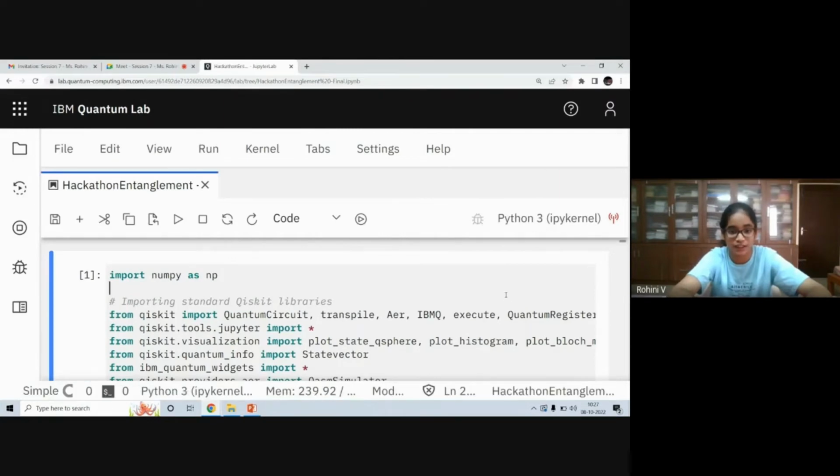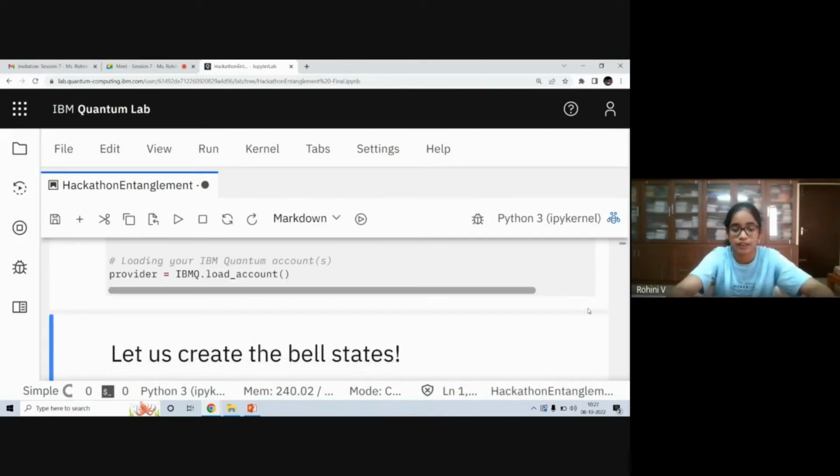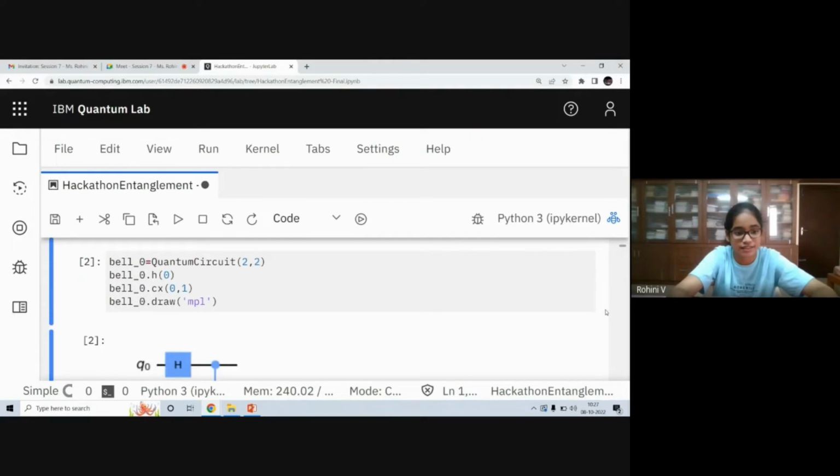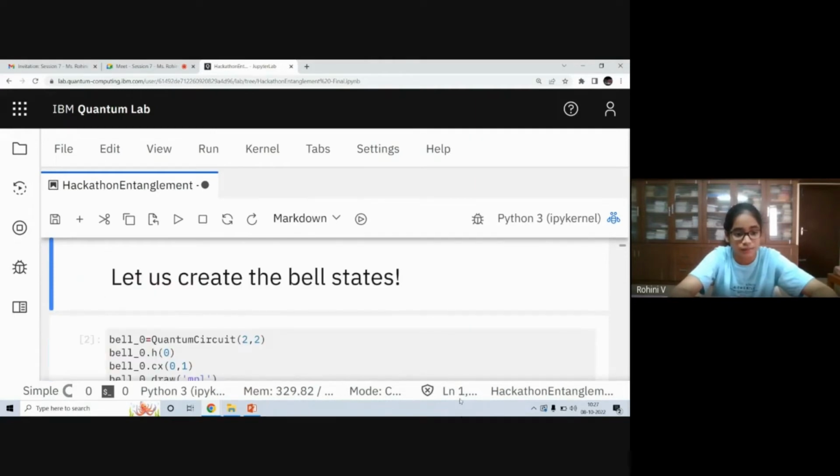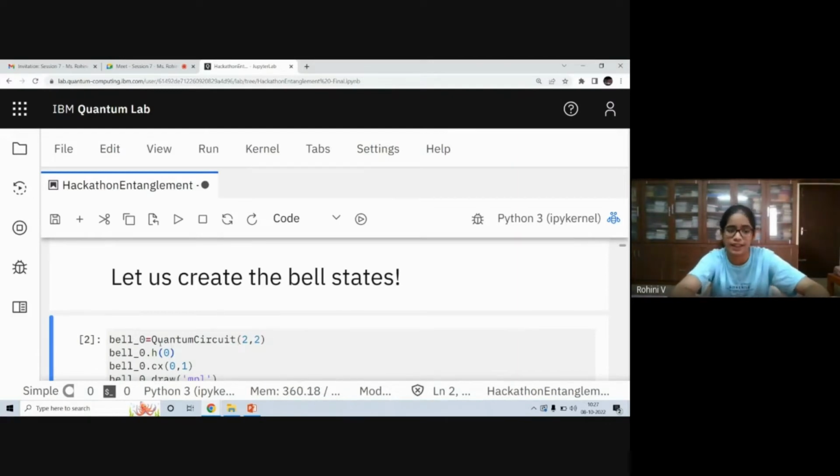So for the first slide, let me run the first slide. Yeah. Now let us create the bell states. Yes, this is the first bell state. First I'm naming it bell 0. You can name it whatever you like, your name or your friend's name or your best friend's name or anything you like. So bell 0 is QuantumCircuit(2, 2), where the first 2 represents the number of qubits and the second 2 represents the number of classical bits.